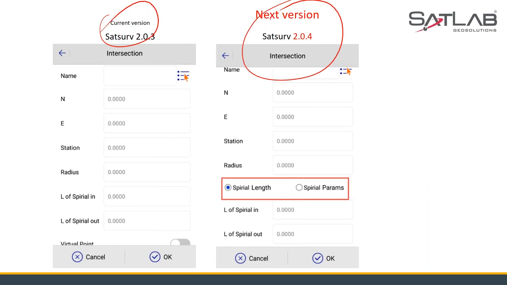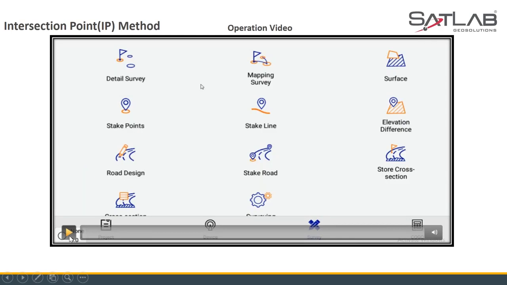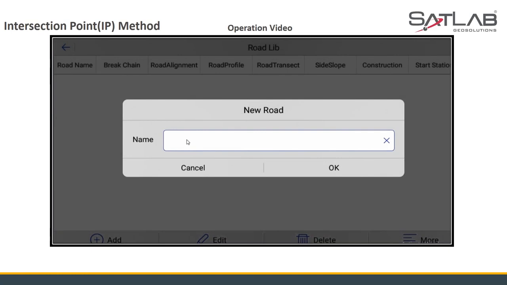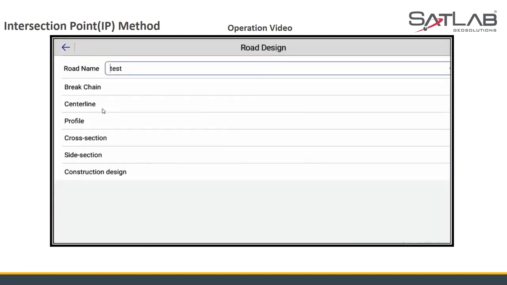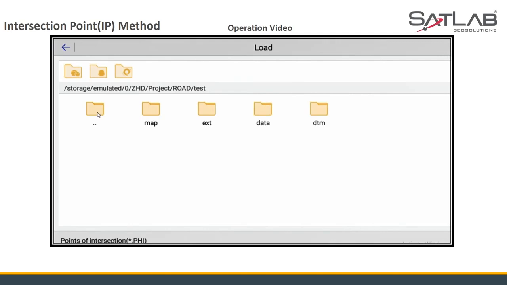Then obviously I have to give the radius, and I have to give the spiral in. This will be my spiral in, this will be my spiral out over here, and then comes the radius. I have to give all of these parameters in this particular part. As you can see, this is our new version of SatSurv, where you can simply use the spiral parameters. If you've been designing roads in your software, you might know there is a difference in this part, and we now have the parameters.